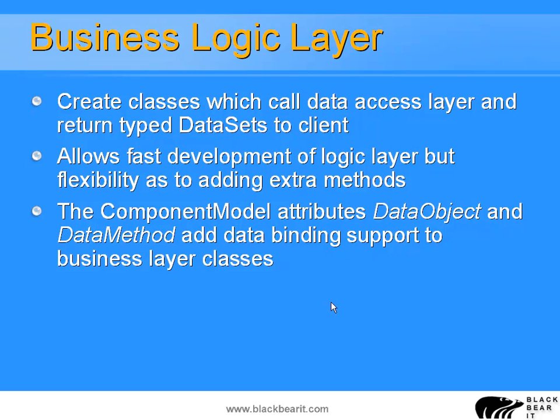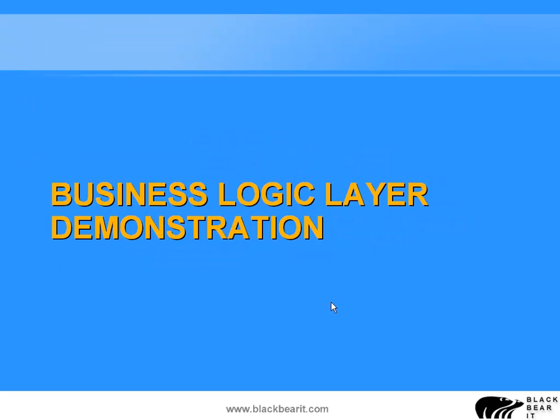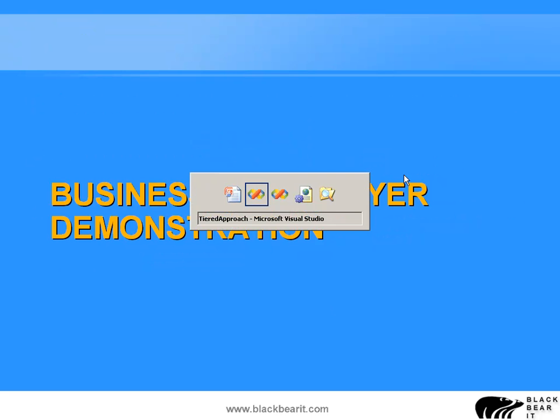We'll also add component model attributes such as data object and data method to those data classes, and that means they will be able to show up inside our data binding mechanisms inside our Windows and web applications. So let's take a look at now creating the business logic layer.